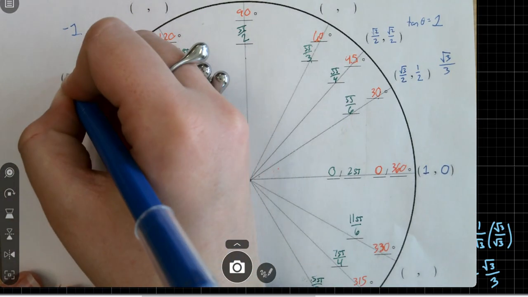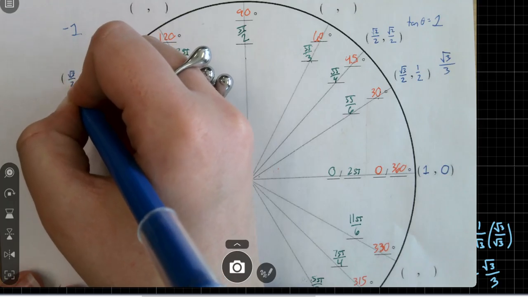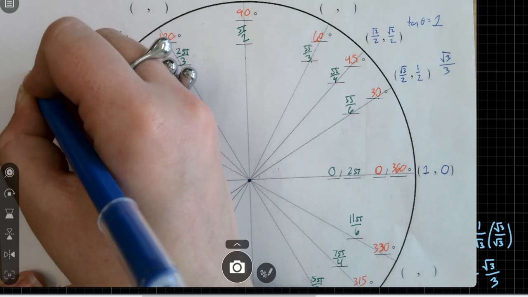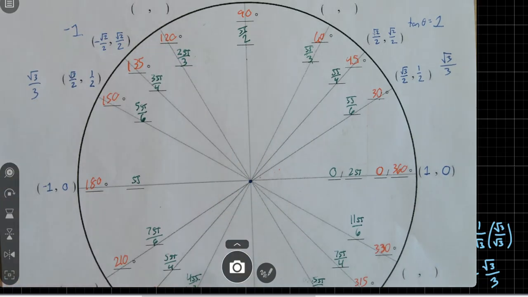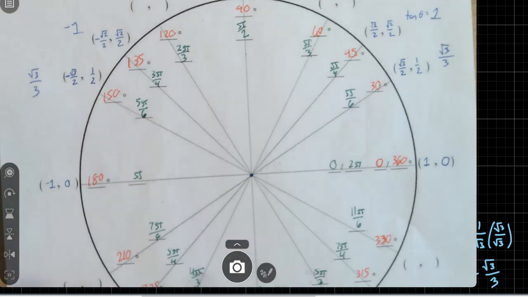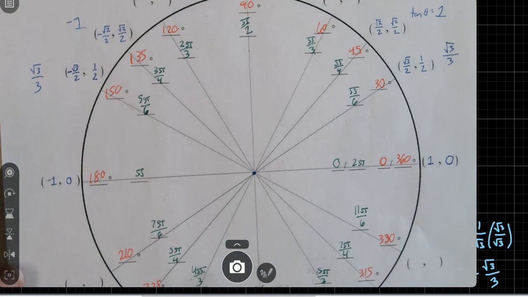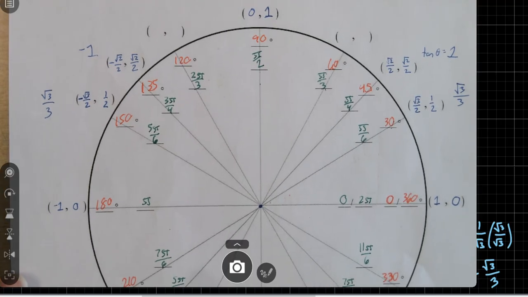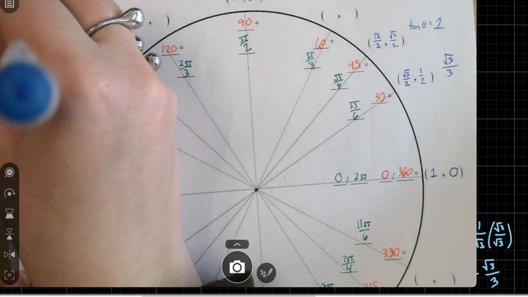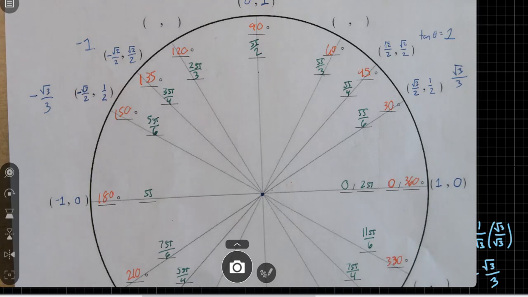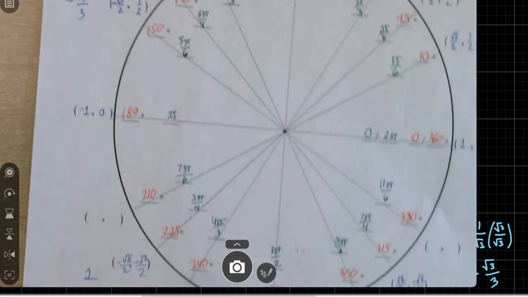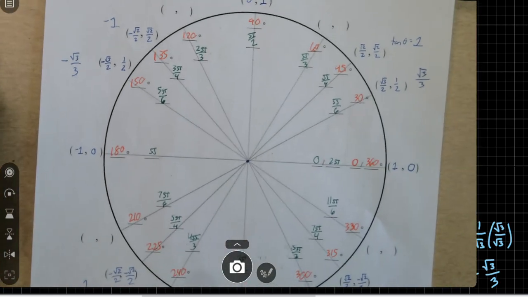Okay. We said this was square root of 3 divided by 2 and 1/2, and the square root of 3 over 3. Which one is positive and which one is negative? Anybody? The x? Yeah, that one's negative. Perfect. Now, what about tangent? Is it positive or negative? Negative. Yep, so this is also negative.